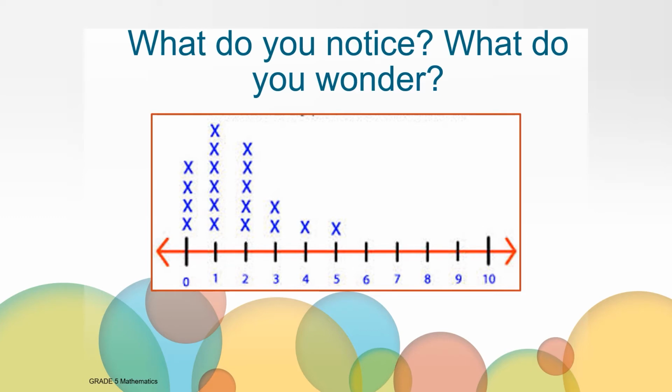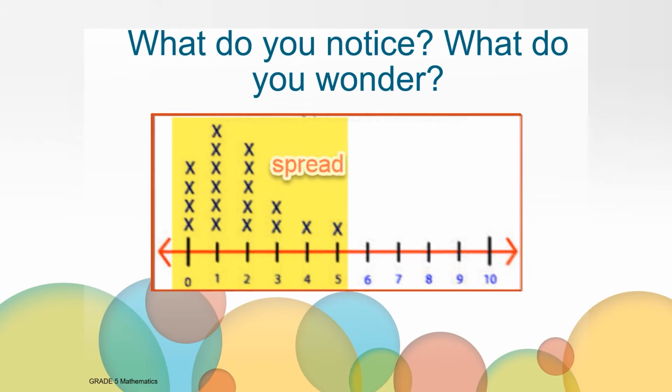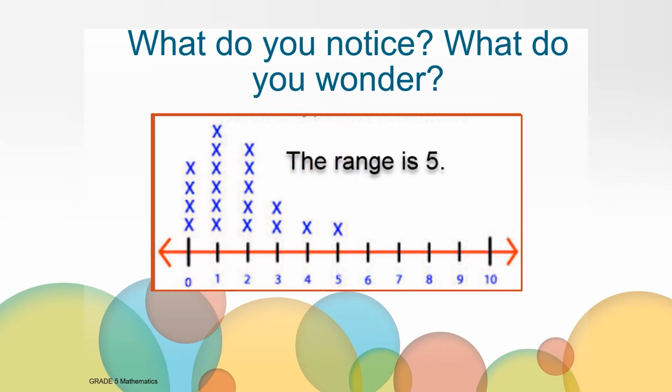You may have noticed that this line plot is marked from 0 to 10, but we only have data marked from 0 to 5. Do you notice how the x's are spread out from 0 to 5? Range is also known as the spread of this data set, or how far apart the least and the greatest values are from each other. What is the range of this line plot? Well, the difference of 5 and 0 is 5, so the range of this line plot is 5.